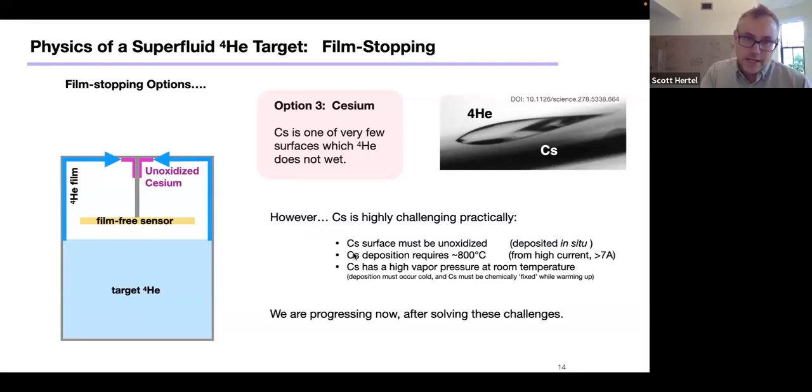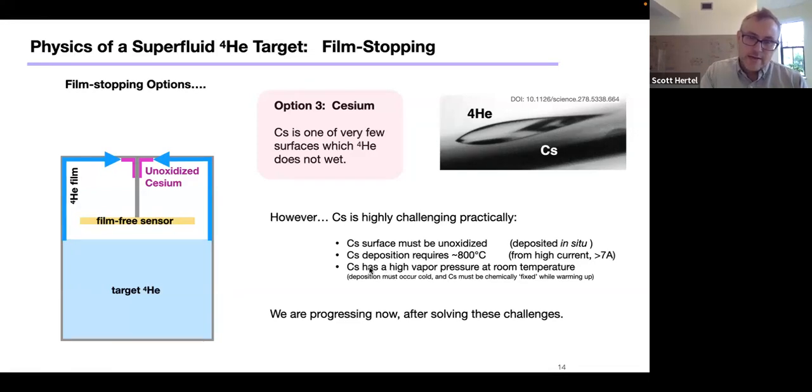And it has to be done each time. Each time we open the cell, we destroy the cesium surface. Depositing that cesium requires a high temperature, something like 800 degrees. And so that means we need to supply high current leads to the mixing chamber stage, something like 7 amps.